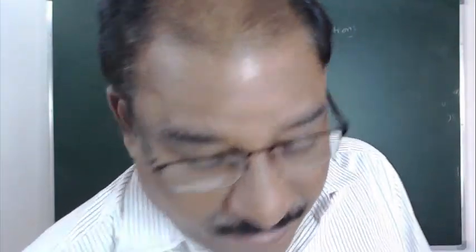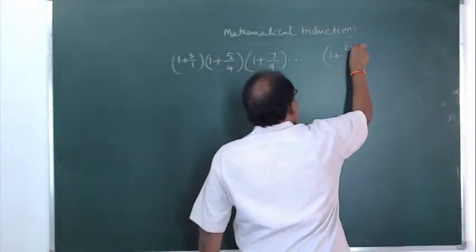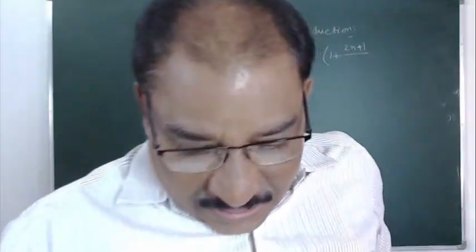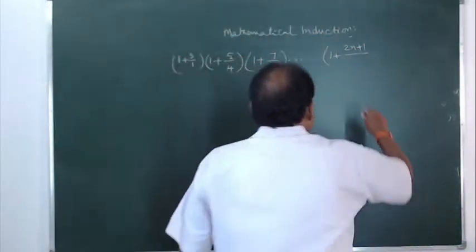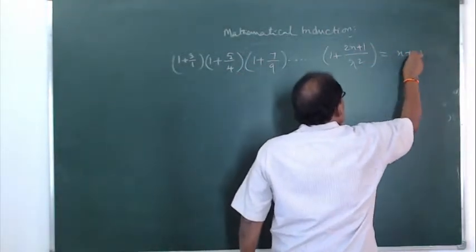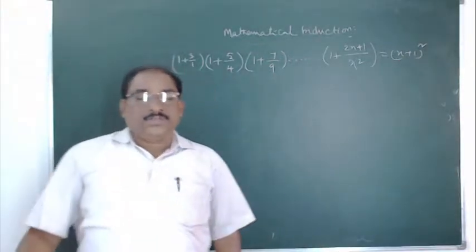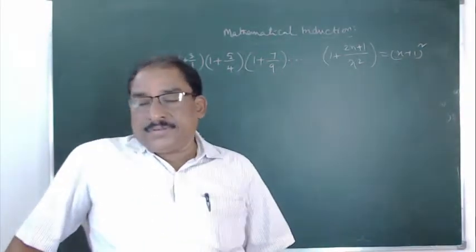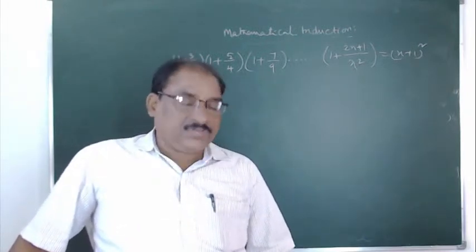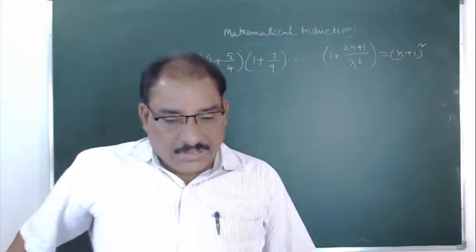And so on, up to 1 plus (2n plus 1) by n square is equal to n plus 1 whole square. Prove that. Solve it, prove the statement by using the principle of mathematical induction. It is true for all natural numbers n.